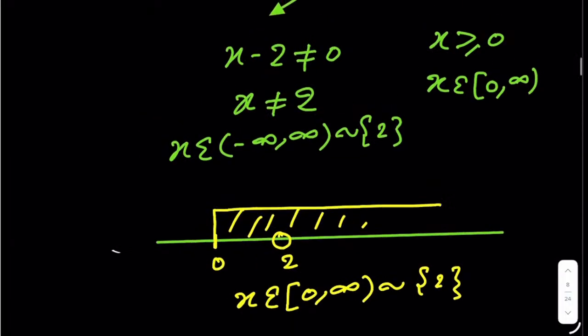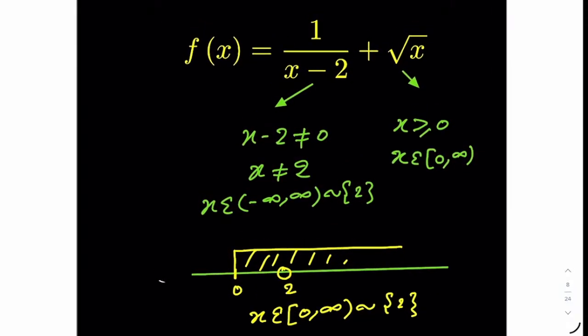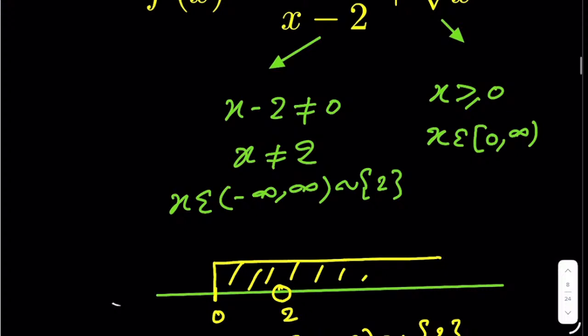I hope you understand. If any queries, then comment it. I will discuss again. So the domain is from the closed interval 0 to infinity except 2, not except 2. Okay. I hope you understand. Clear?